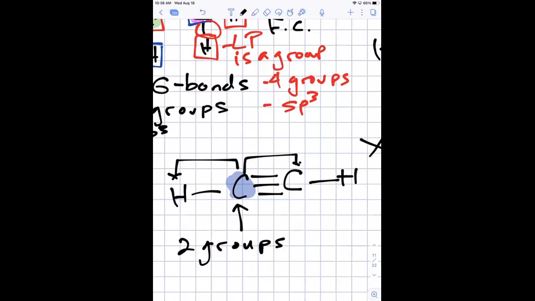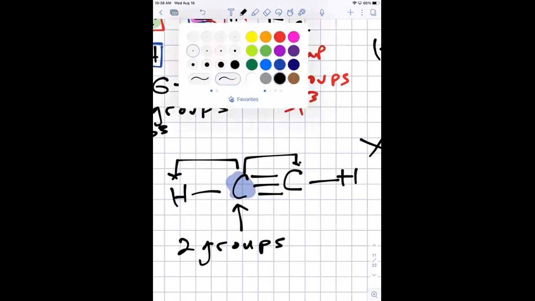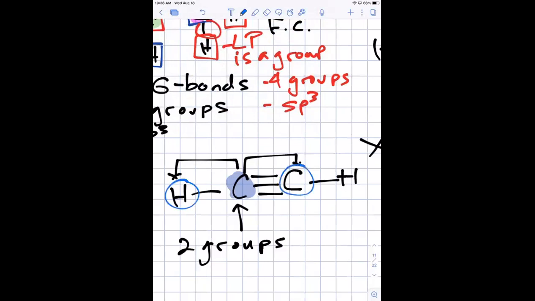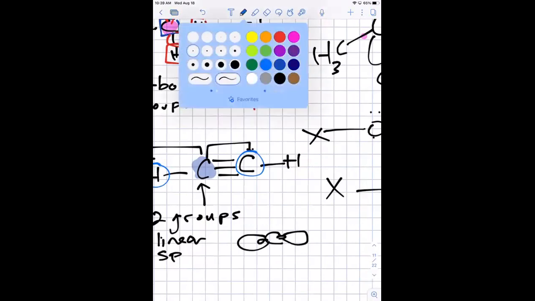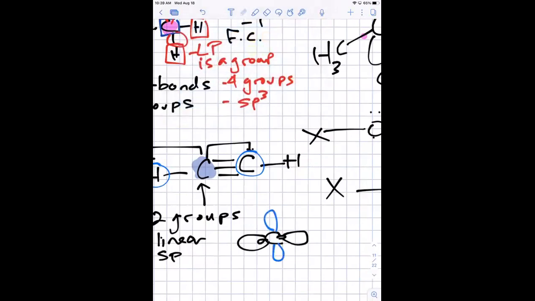So if it's got 2 groups attached to it, then it's going to be what? Linear, good, which corresponds to which hybridization state? SP, very good. So it's linear and it's SP. Let me show you how this works. Remember we said SP, you have a hybrid here and you have a hybrid here, and then you have 2 unhybridized p orbitals like so. Let me show you how that works for this triple bond.